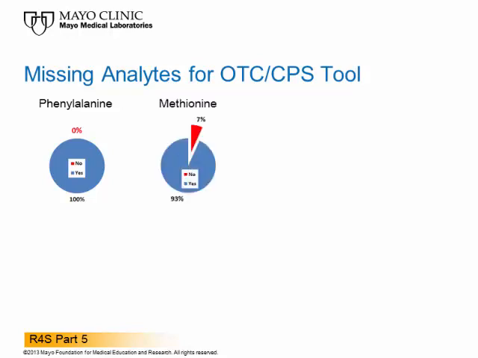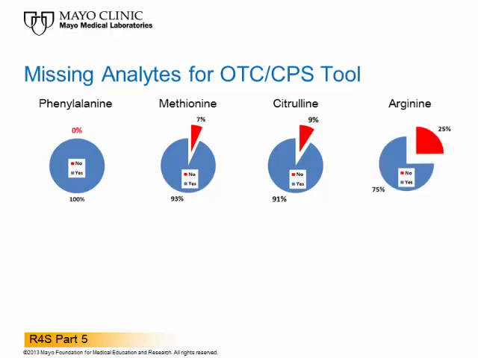7% of these laboratories do not measure methionine. This finding likely reflects a proportion of sites that currently use tandem mass spectrometry to screen exclusively for PKU and MCAD deficiency. A slightly higher proportion, 9%, does not measure citrulline. This difference is likely to reflect the number of labs who have added testing for homocystinuria to a limited panel that already included PKU and MCAD. When arginine is considered, 25% of the laboratories do not measure it.